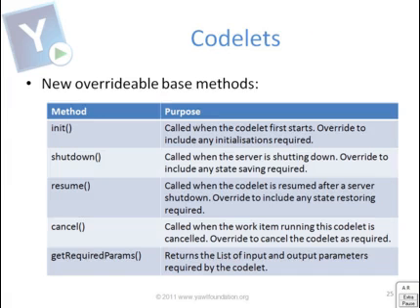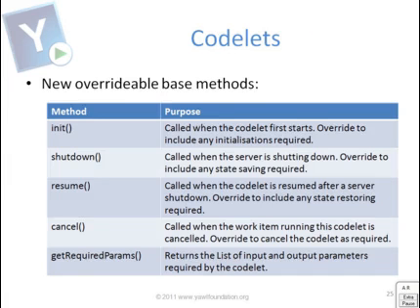Resume is the opposite. When it starts up again, for any codelets that were previously running and persisted, you can put any tasks in there to bring it back up from how you shut it down. And there's a cancel method that's called when the work item that was running that codelet was cancelled, or either the work item itself or the case as a whole was cancelled. And then you can write any things in there to gracefully shut down or to stop your codelet.